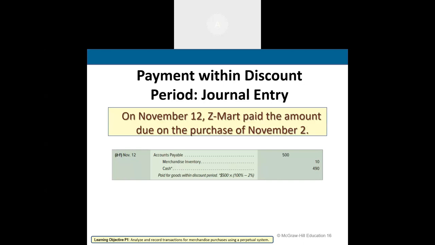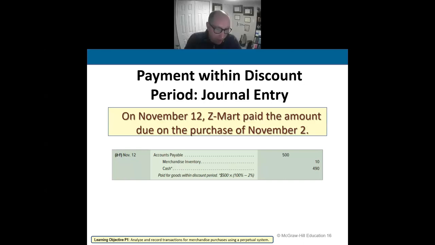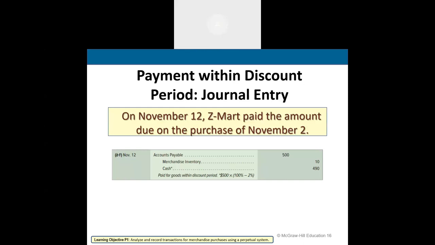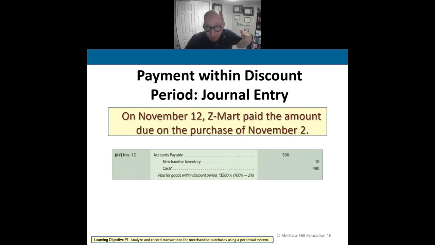Not always. Debit doesn't always mean plus. Remember, with asset accounts, we debit to increase the asset. With liabilities and equity accounts, when we debit, we're reducing those. So just be careful with your debits and credits, because they mean different things, yeah? So in this transaction, I'm reducing my accounts payable, which is a liability, by debiting it.